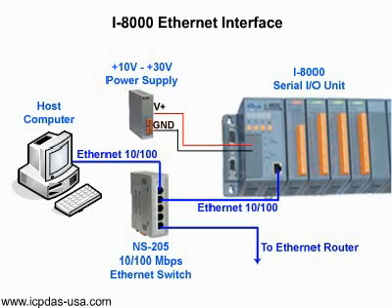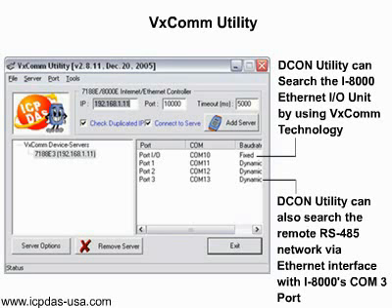I8000s also have an Ethernet port as shown in the diagram. DCON Utility uses the COM port as its communication interface. When you want DCON Utility to communicate with the remote Ethernet I/O unit, install the VxComm utility on the host PC and assign a COM port to map the port I/O of the I8000 Ethernet unit. The remote Ethernet I/O must support XServer to have the virtual COM port function.